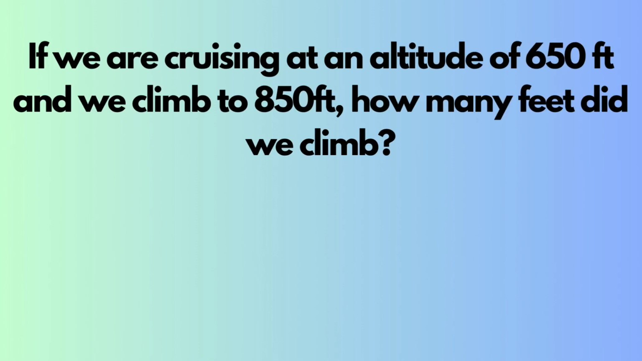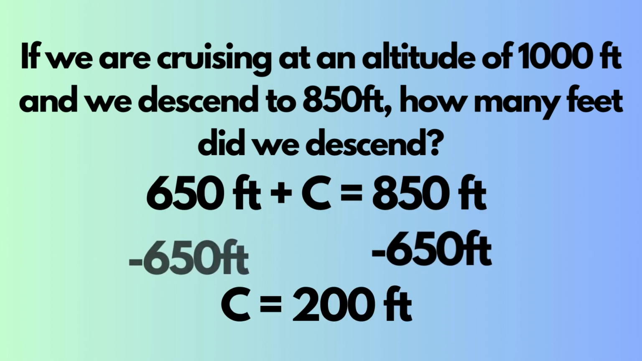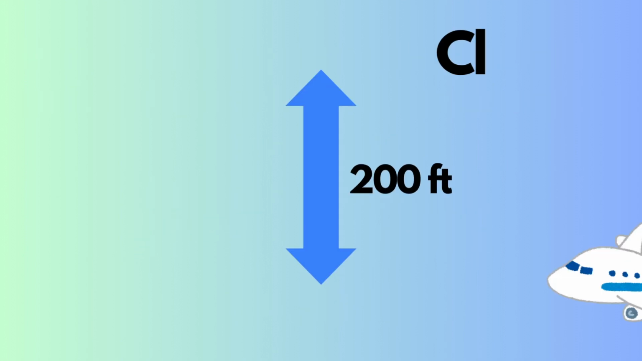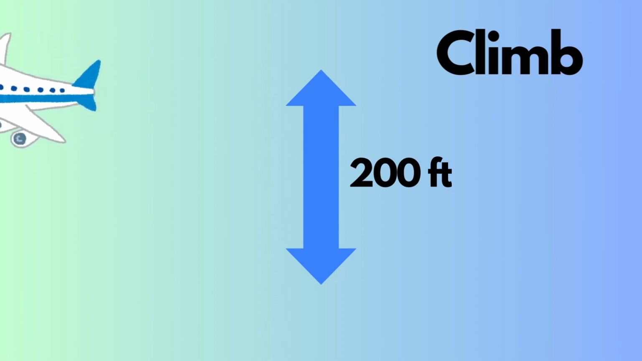If we are cruising at an altitude of 650 feet and we climb to 850 feet, how many feet did we climb? Let's go ahead and look at this problem. 650 feet plus the distance that we climbed equals 850 feet. Let's subtract from both sides. We climbed 200 feet. And this is what it looks like on the outside of the aircraft.